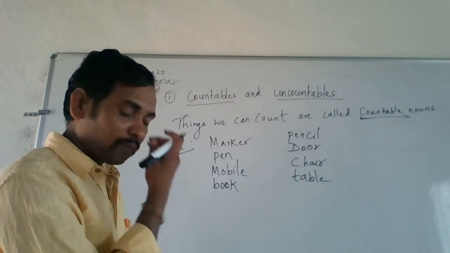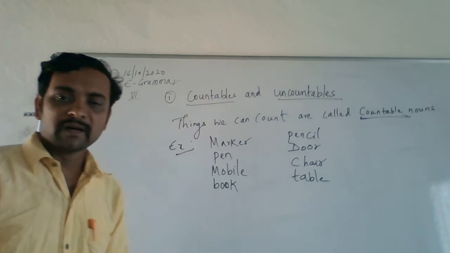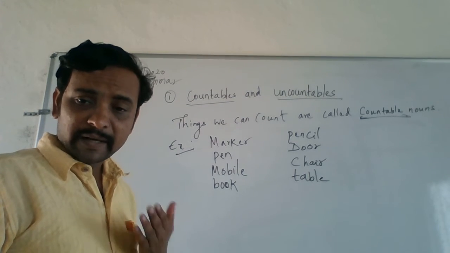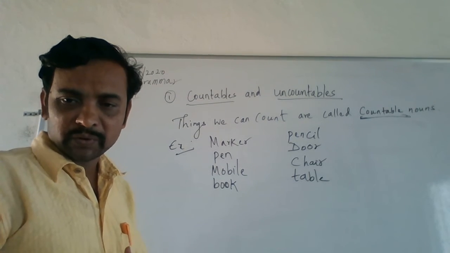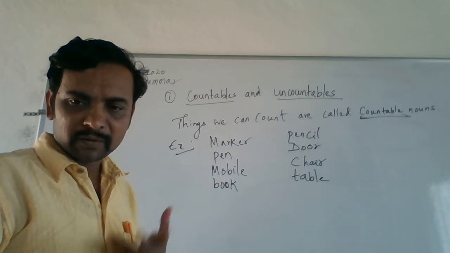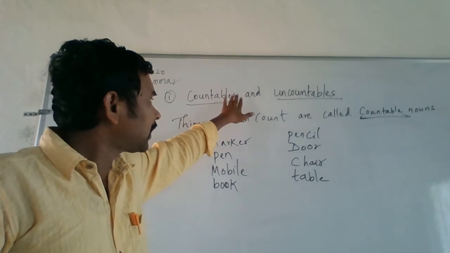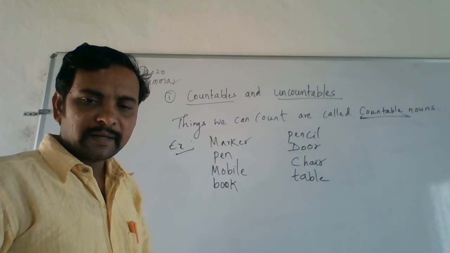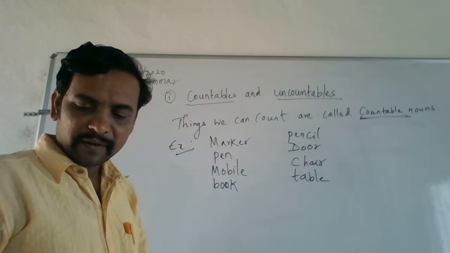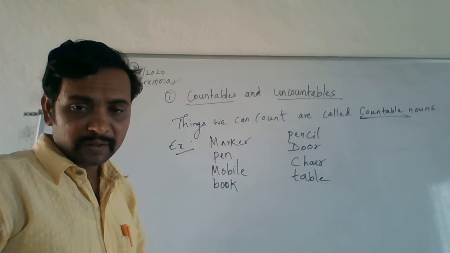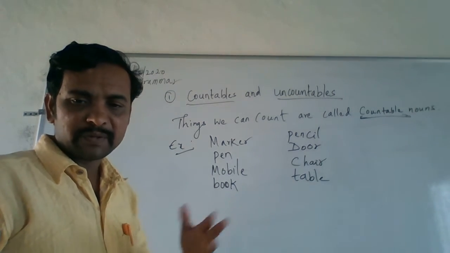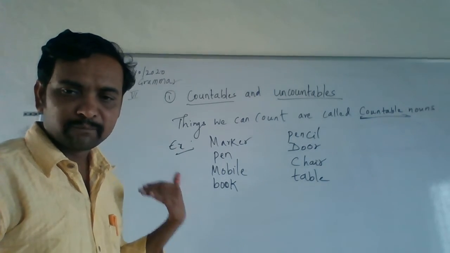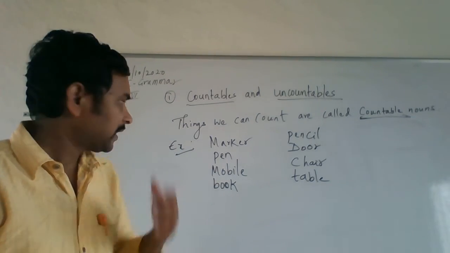Yes. All those are what type of noun? All those are countable nouns because we can count. 1, 2, 3, 4, 5, like this we can count. So, that is called countable noun. Then, in the previous class, I already taught this. Okay. Is it understood? Shall I continue? Okay. Let's see.